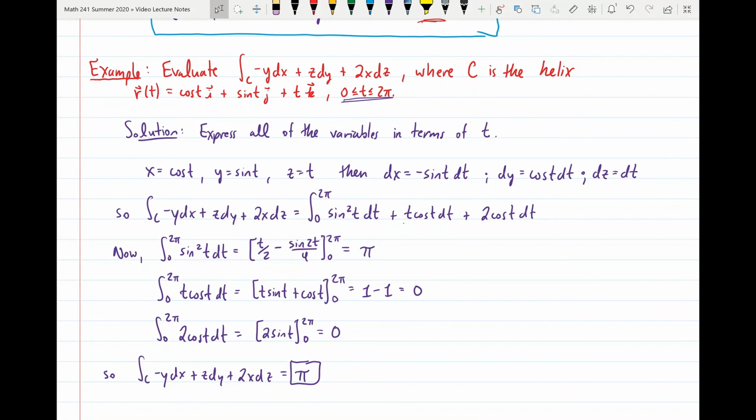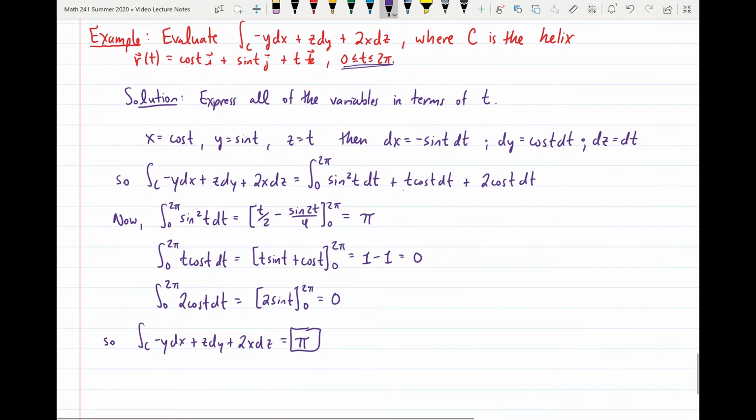Okay, so for our solution, all we really have to do here is express all of these variables that are given inside of the line integral in terms of t. So x is going to be equal to cosine of t along our parametrized curve, y is going to equal sine of t, and z is going to equal t, where we've just assigned x, y, and z the component functions of our parameterization. And after we have this, then we can calculate dx, dy, and dz in terms of t as well, just by taking the derivatives of each of these functions here. So dx is going to equal negative sine t dt, since the derivative of cosine is negative sine. dy will equal cosine t dt, and dz will just equal dt.